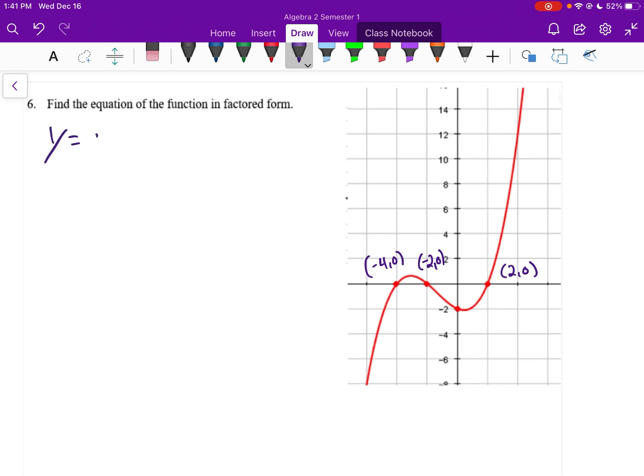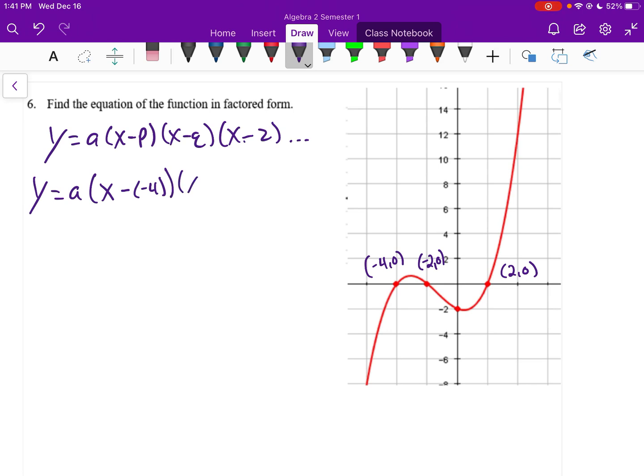And again, y is equal to a times (x minus p)(x minus q)(x minus z), whatever. The p, q, z, whatever variable you decide to use, that's representing the zeros. So in this case, y is equal to a times (x minus -4)(x minus -2)(x minus 2). Just rewriting those better: (x plus 4)(x plus 2)(x minus 2). So we have the factors of our equation.